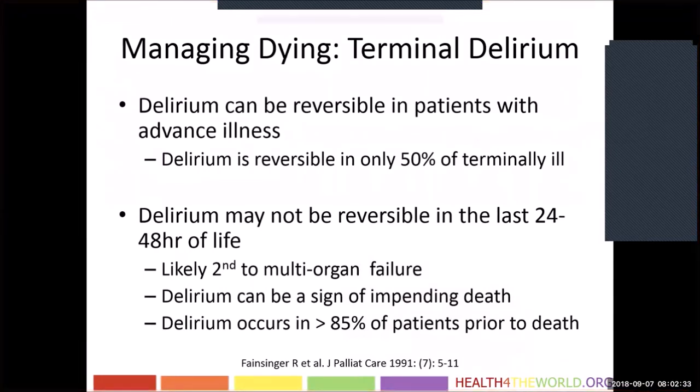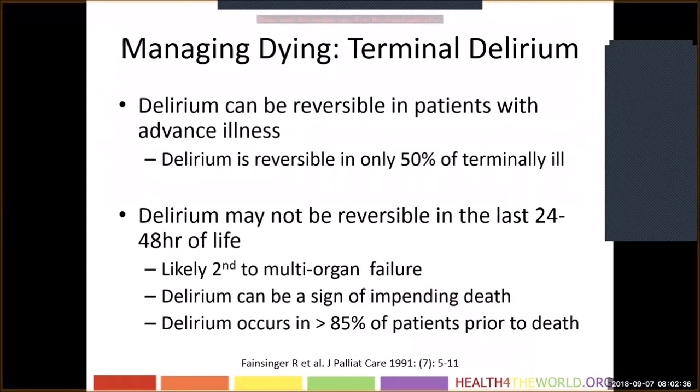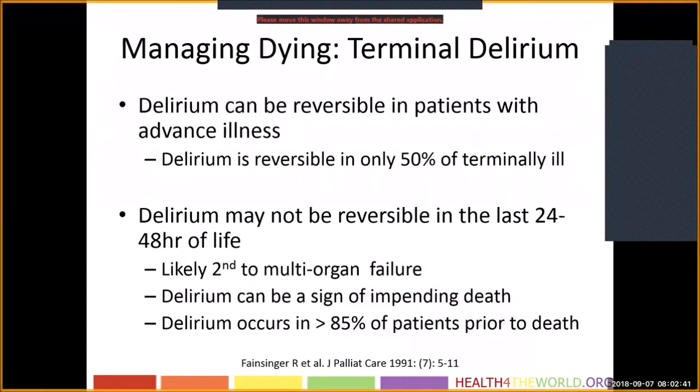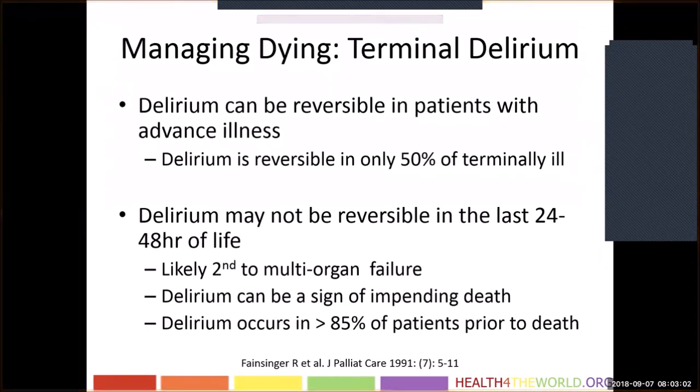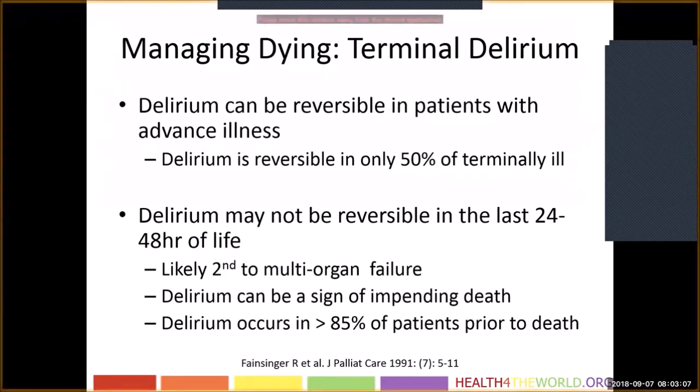So delirium can be reversible in patients with advanced illness. Not all patients who develop confusion with advanced illness have terminal agitation. It can be reversed, maybe in about half of the terminally ill. Because again, terminal delirium is an entity within itself. We're not talking about regular confusion. Delirium may not be reversible in the last 24 to 48 hours of life. So when it's not reversible, that's terminal delirium. It's usually secondary to end multi-organ failure. It can be a sign of impending death, and it can occur in greater than 85% of patients prior to death.